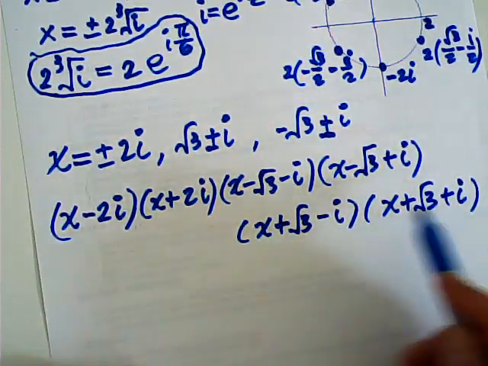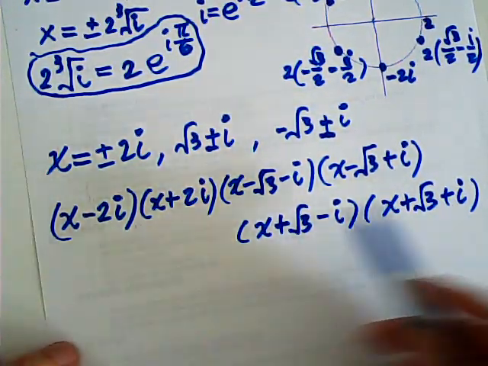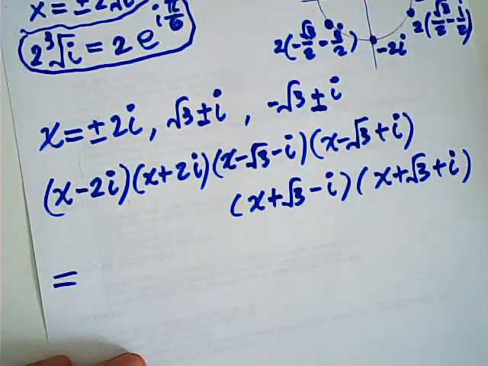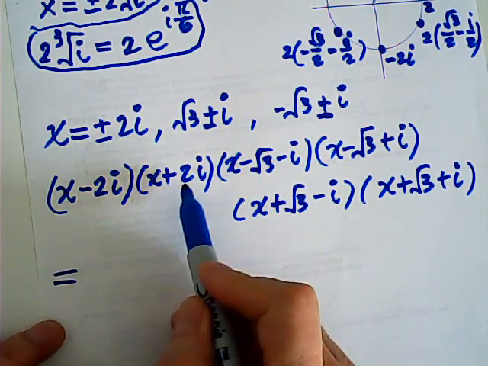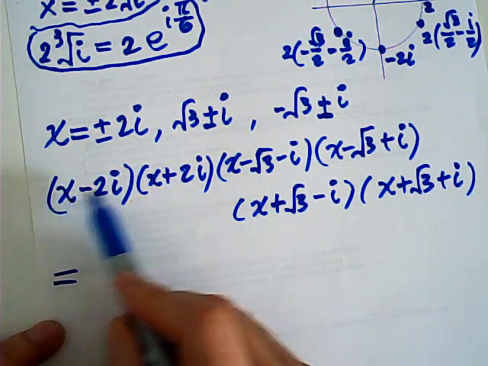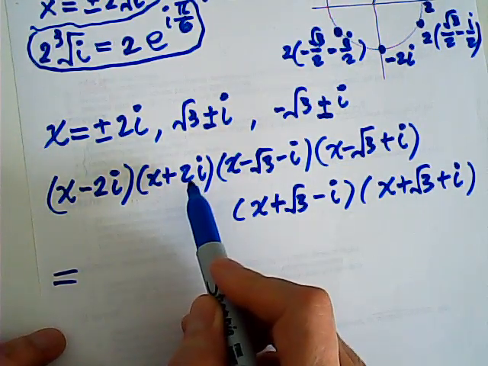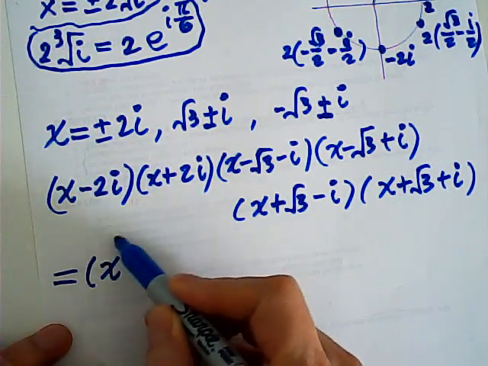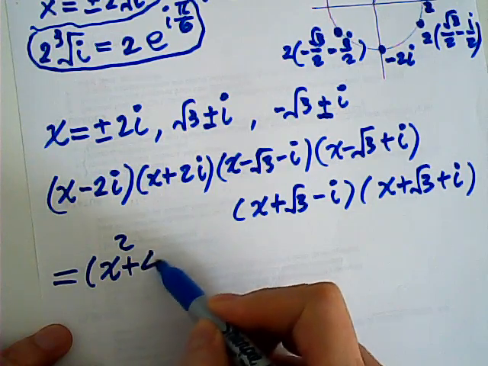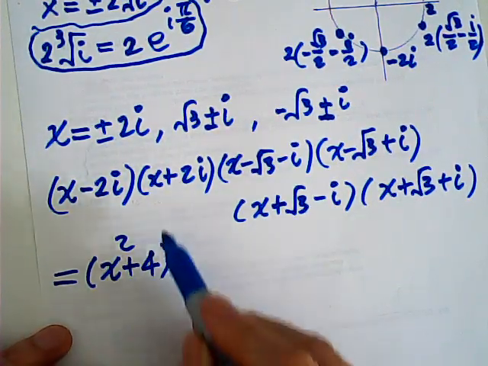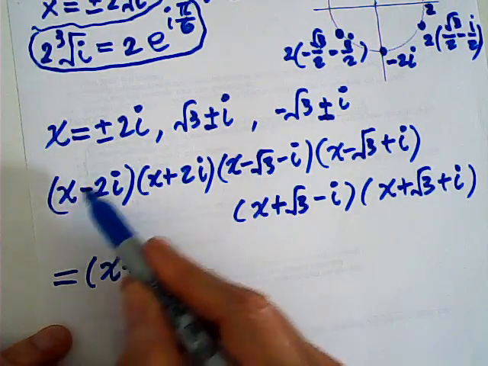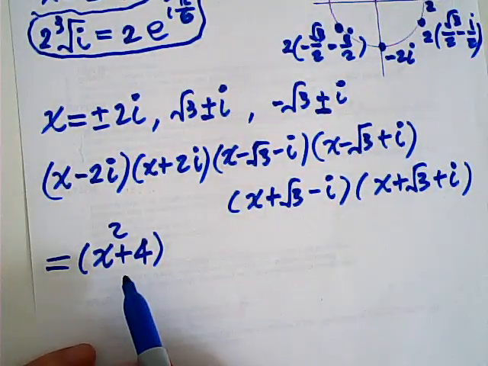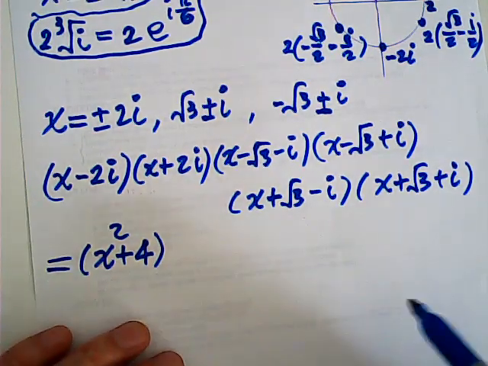But I don't want complex factors, right? I want to simplify into real factors. This one, x minus 2i times x plus 2i, means x squared minus 2i squared. 2i squared is negative 4, right? So this becomes x squared plus 4. It is combined by multiplying these two factors. This is good because this is real.